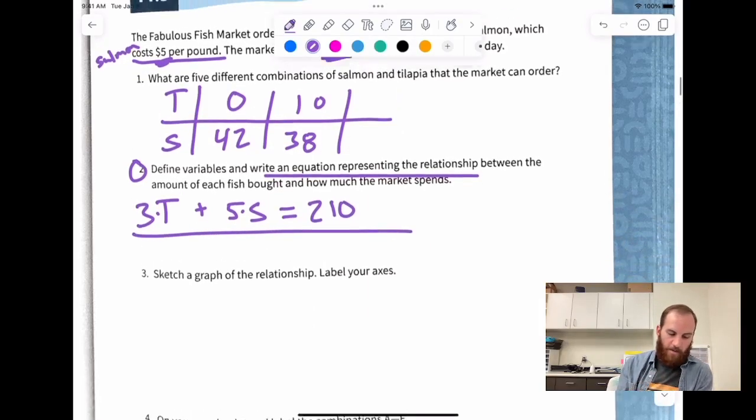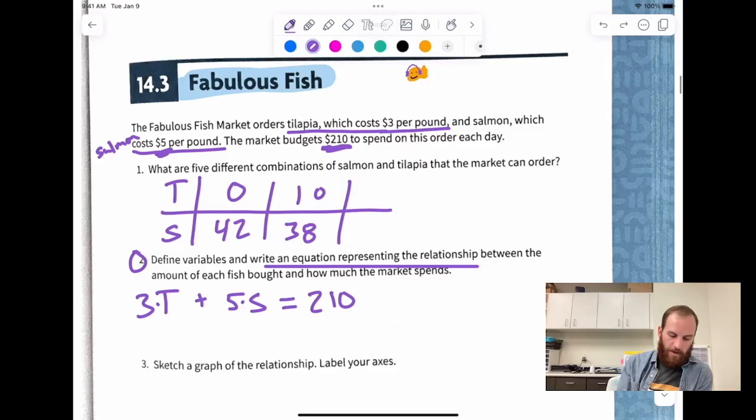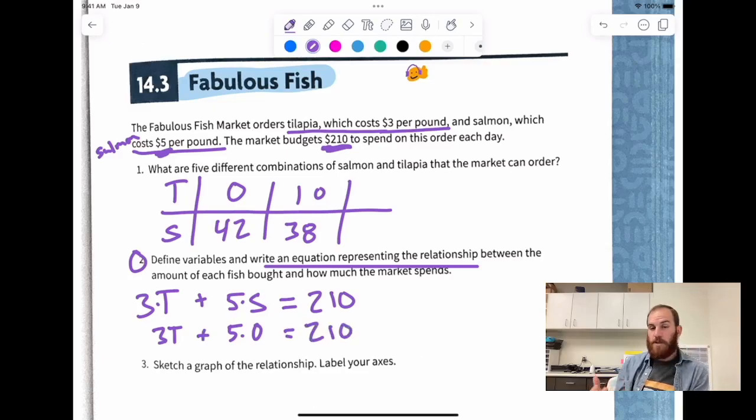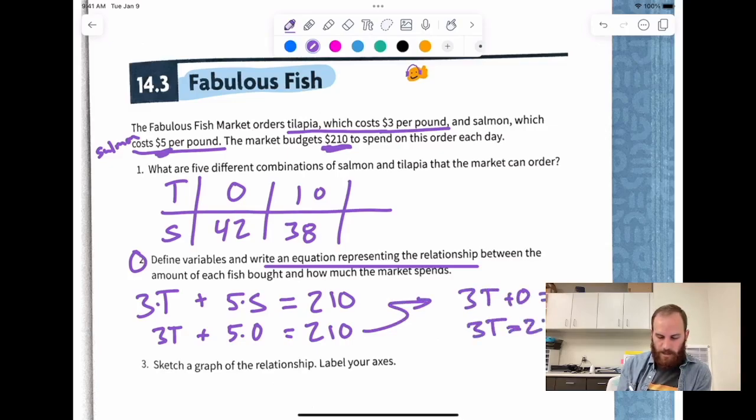So if you want to figure out how much tilapia we need if we have 0 pounds of salmon, well, 5 times 0. We don't know the tilapia, so we'll do 3t plus 5 times 0 equals 210. If you solve the equation this way, it's not too bad. 5 times 0 is 0, right? So we end up with 3t plus 0 equals 210, or just 3t equals 210. Now, what is 210 divided by 3? I think it's 70. Let's see.